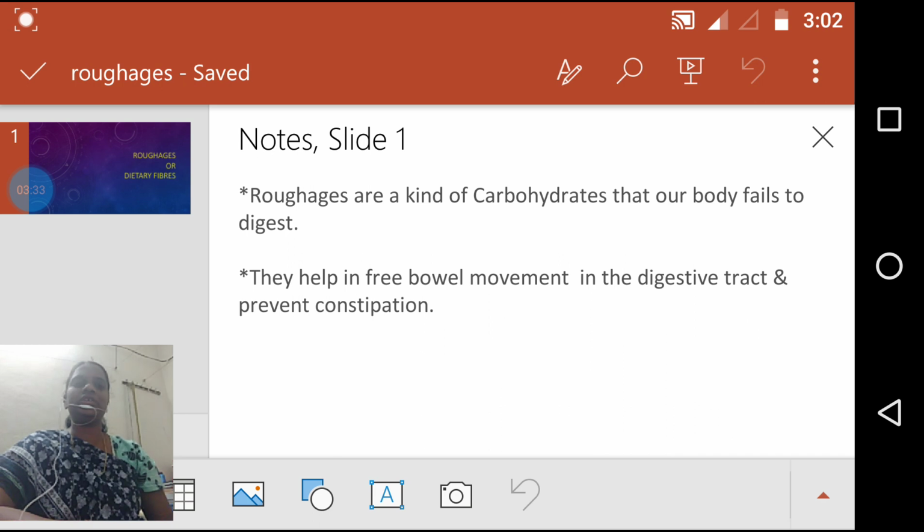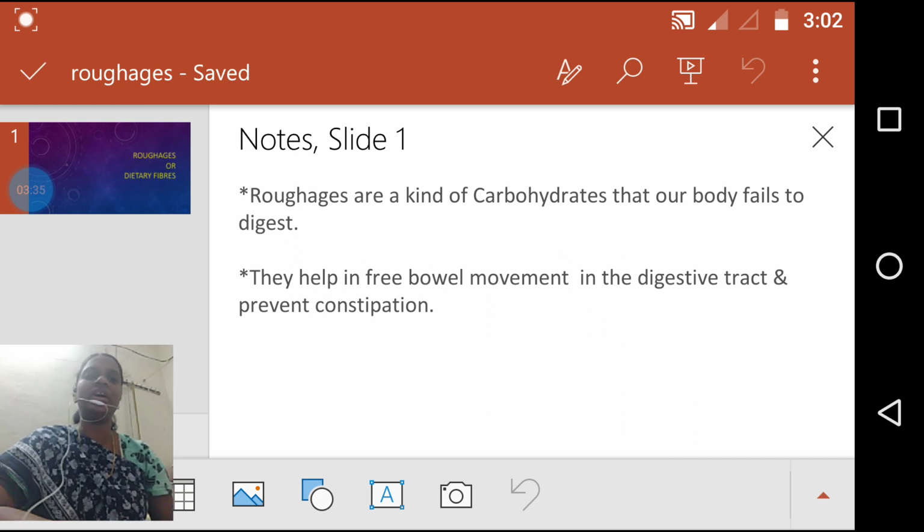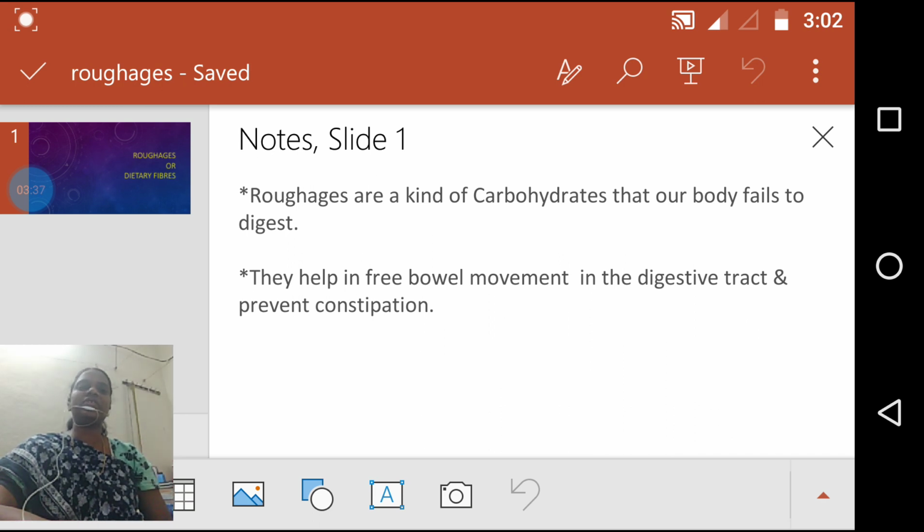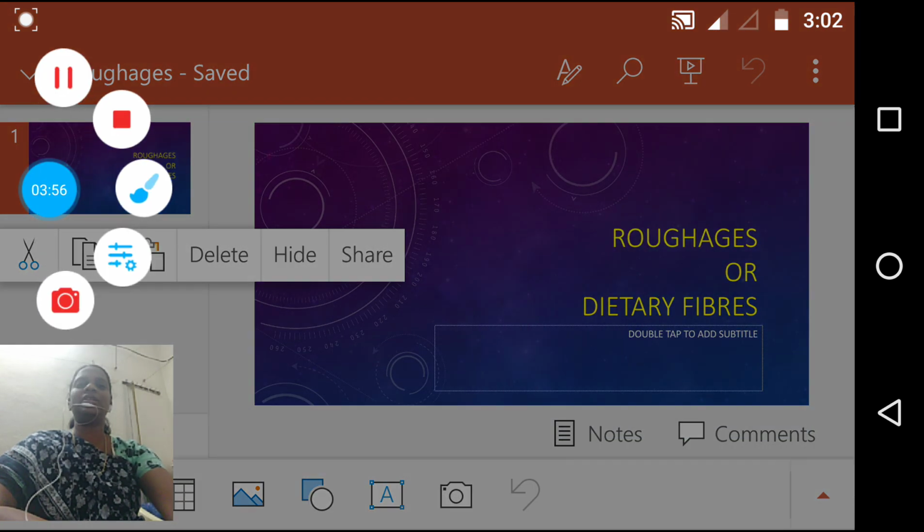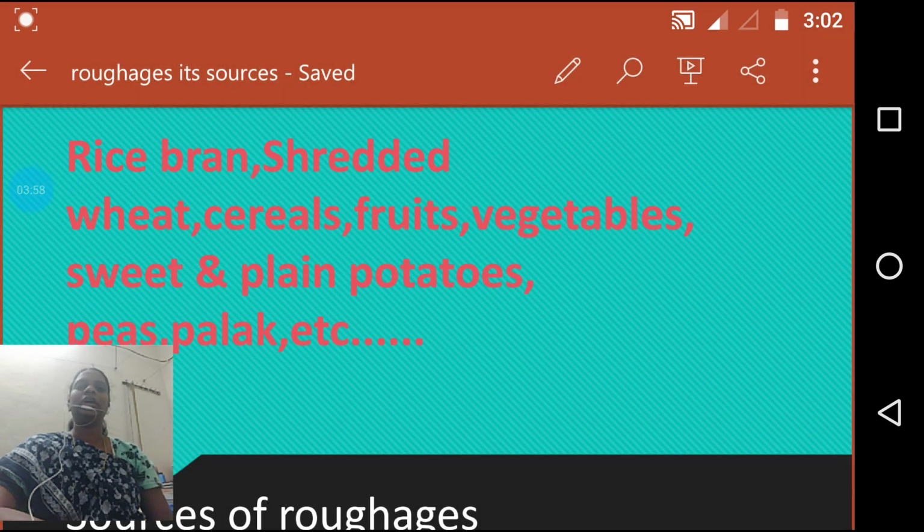Here you can see, children, the 2 points which I have given about roughages. Roughages are a kind of carbohydrates that our body fails to digest. Our body is not able to digest them, so they help in the easy or free bowel movement in the digestive tract and prevent constipation.